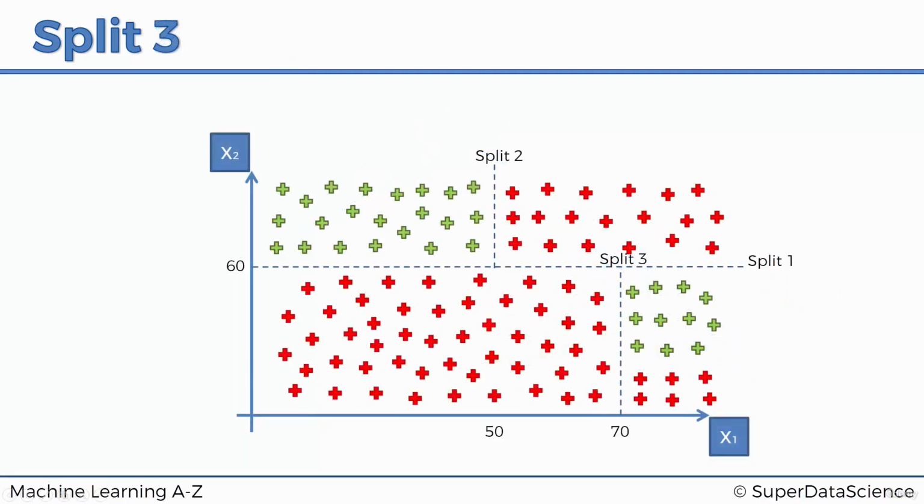And now let's deal with the remainder. So here we've got a split 3 happening at 70. If you're below 70, you're obviously going to be red. Otherwise, we're going to need to do another split.